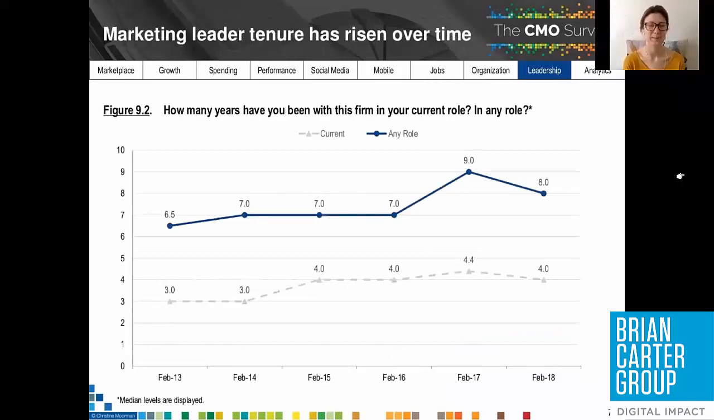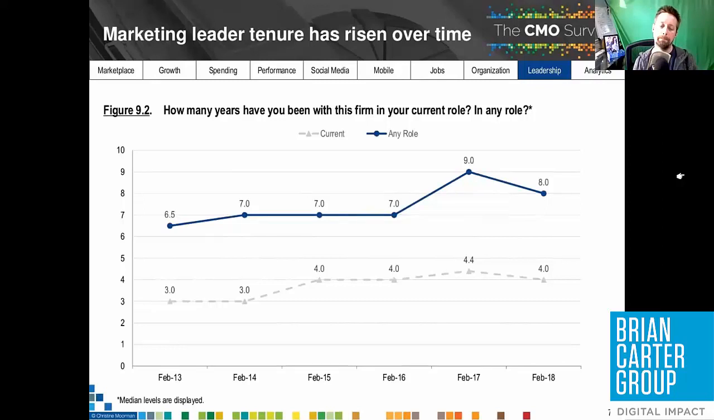Marketing leader tenure has risen over time. Well, that's good. How long have you been a marketing leader in any role? 8 or 9 years. But in a current role, it's gone from 3 years to 4 years. That's pretty high, I think. It is. It's not as high as certain other jobs.